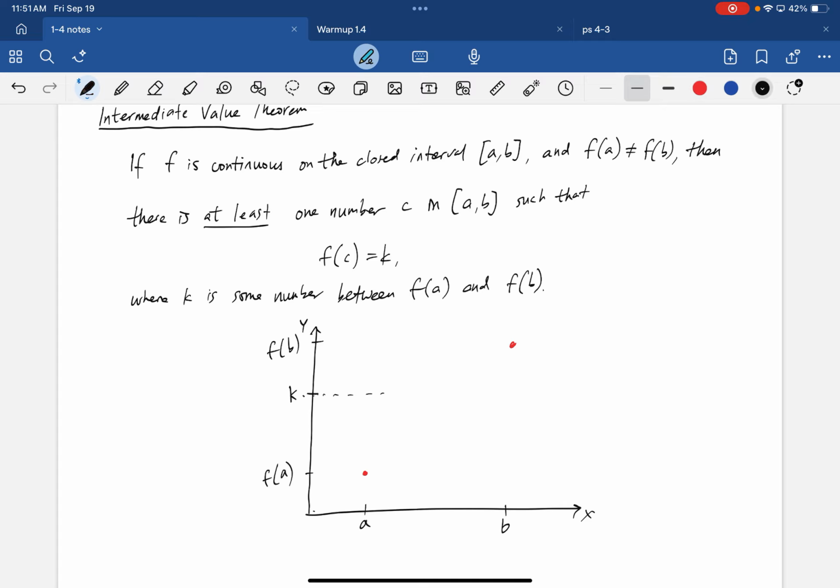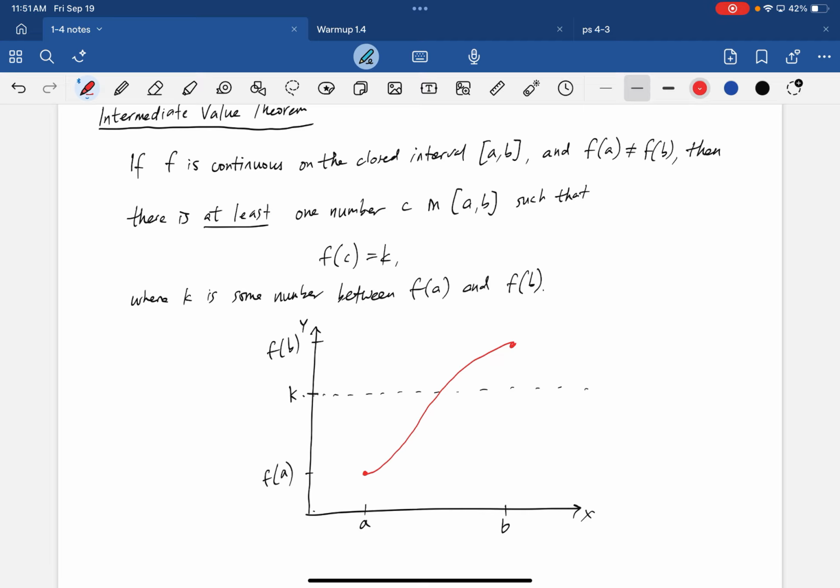Let's draw a line here. All this theorem is saying is that if f is continuous between a and b, it has to pass through k somehow. That's it. Very trivial, but sounds a little complicated. You get the idea?